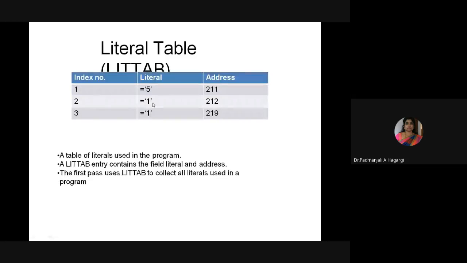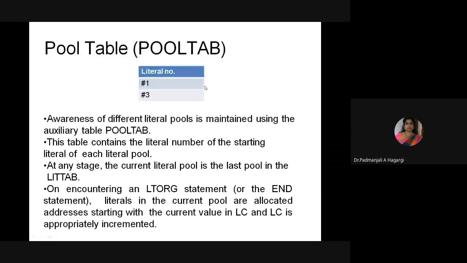This is how the pool of the literal table is constructed. So here let me read: awareness of the different literal pools is maintained using the auxiliary table. This is called the pool table, and this table contains the literal number of the starting literal of each literal pool, and at any stage the current literal pool is from the current pool to the last pool in the literal table.